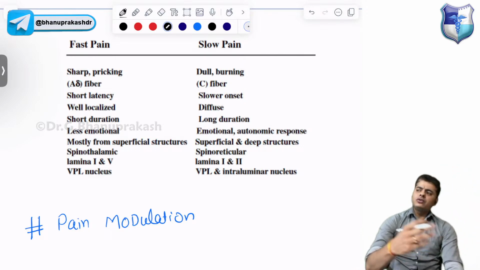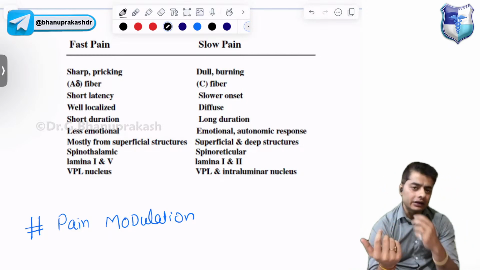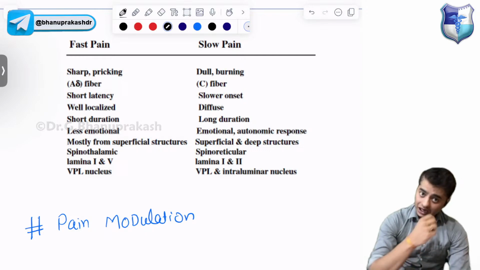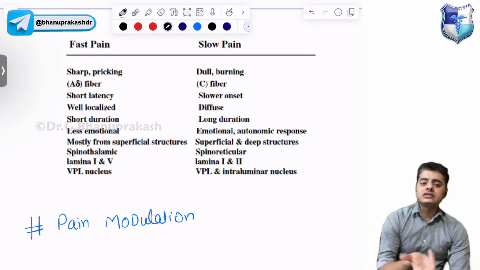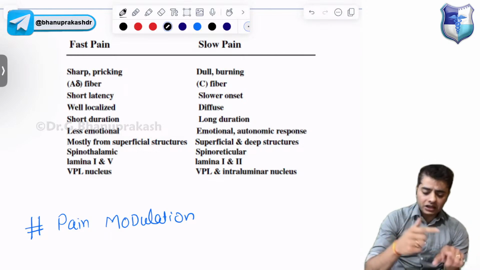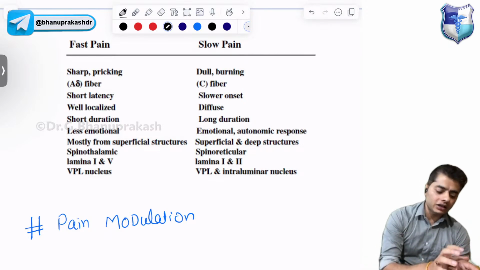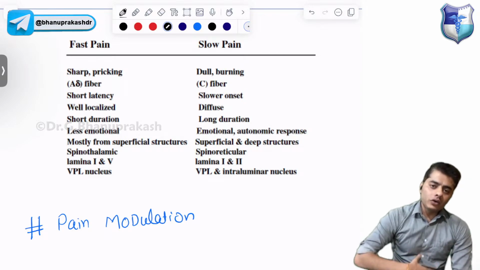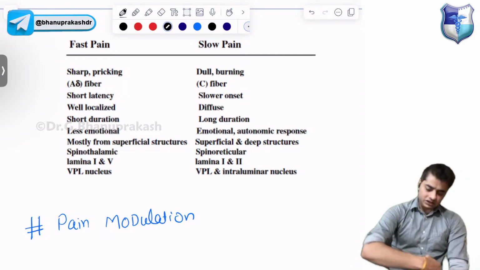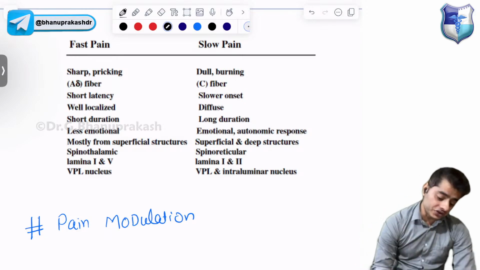Slow pain is like there is a pain, but you feel this about 20-30 minutes later. This is carried by C fibers, which are very slow in onset and kind of diffuse. It means you can't localize it. Suppose abdominal pain, you can't localize where the abdominal pain is. But if someone has cut your finger, you can localize. This is the point, doctor, my finger is cut. But you can't localize abdominal pain. You will say, yes, sir, in this area there is pain, but you can't say exactly where. That is slow pain. It is of longer duration.